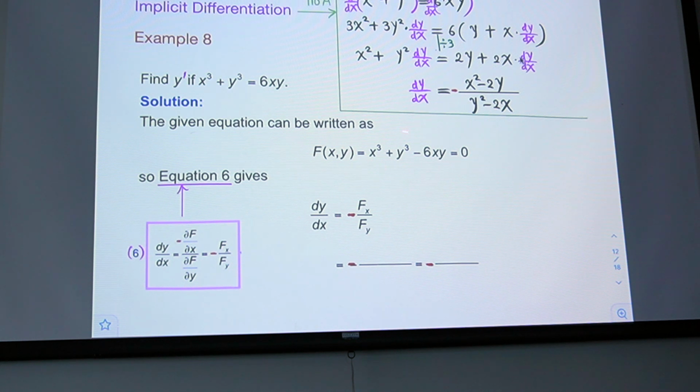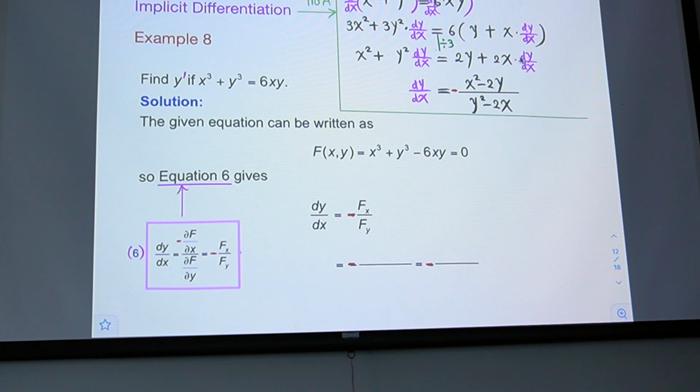So this is a curve on the xy plane. Then we can apply equation 6, since the function we have satisfies those conditions. Equation 6 says that to find y prime, or dy/dx, it is the opposite of the partial derivative of the function with respect to x, divided by the partial derivative of the function with respect to y.